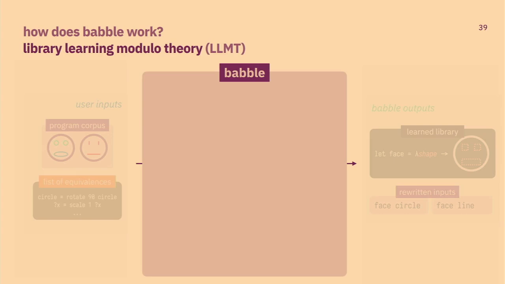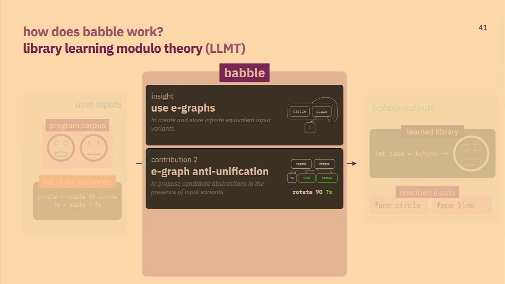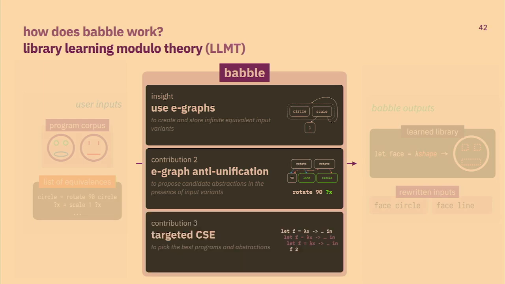Now, having to consider an infinite array of programs might seem impractical, but Babble has a few tricks up its sleeve to make this tractable in practice. First, we make an insight that we can use equivalence graphs, a data structure from literature, to create and store all of our infinite equivalent input variants efficiently. Second, we create an algorithm called E-Graph anti-unification for proposing candidate abstractions in the presence of E-graphs. And finally, we create an algorithm called targeted common subexpression elimination, or targeted CSE, which lets us pick the best versions of our programs and abstractions.